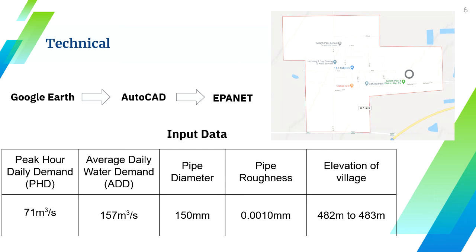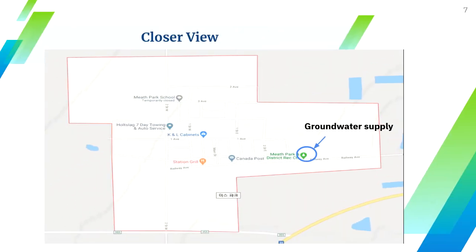After inserting all these values into the software, we have to identify where the village was getting water from. The mayor of the village provided us the place of the reservoir in the picture at the top right hand side. This is the closer view of the map where they pump the groundwater supplies to the pipe. It is placed on Railway Avenue close to the Meath Park Rec Center.